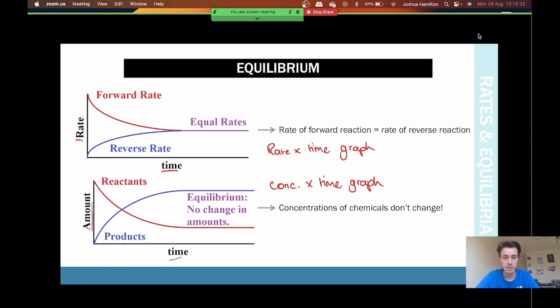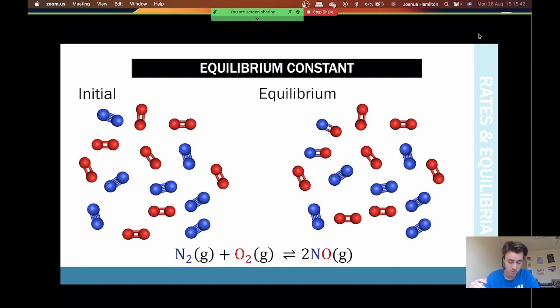So as you can see there, we reach equilibrium at this point here where there is no change. So equilibrium, no change in the amounts. So when we reach that point, there's no change, we move on. And that is when we're at equilibrium. So really good way of picturing it.